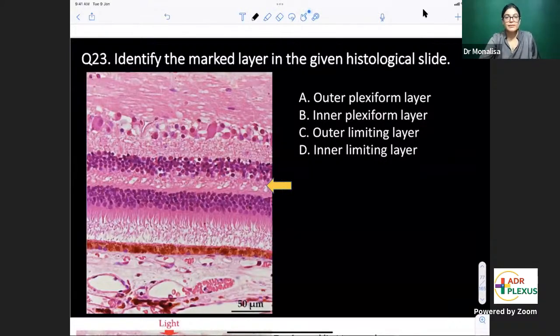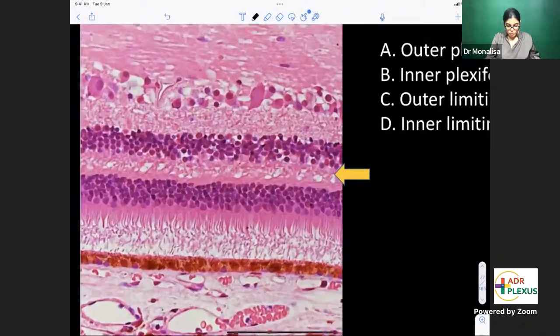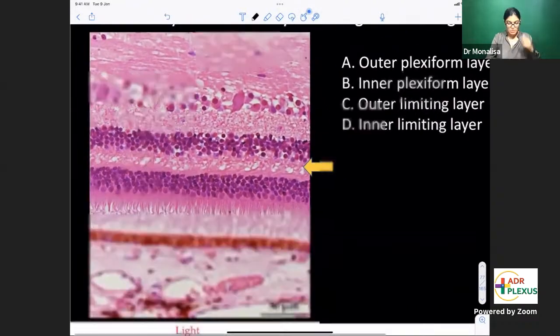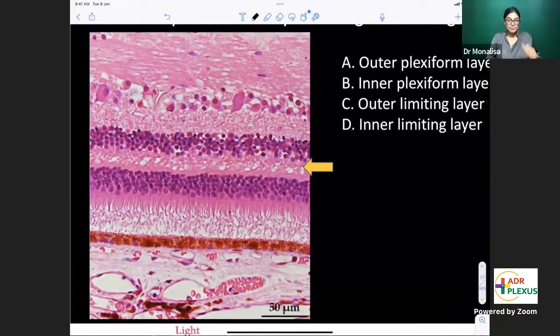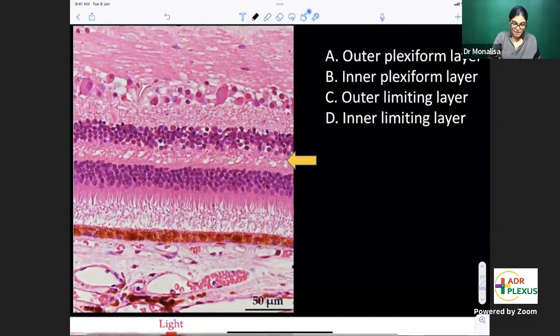Okay, so let me just check. You are giving A as the right answer. Yes, it's an outer plexiform layer. You want me to zoom it? See here, this is the zoomed effect. Now you can tell me the correct answer.